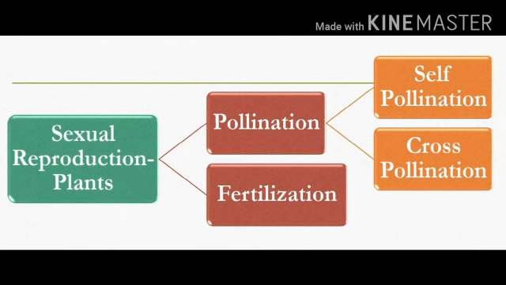Up to now, we saw the reproductive organs and their parts. There we saw that the pollen grains from the male reproductive organ will transfer to the stigma of the female reproductive organ of the flower. That process is pollination, and it is of two types: self-pollination and cross-pollination. After pollination, fertilization will take place. First we can see pollination.